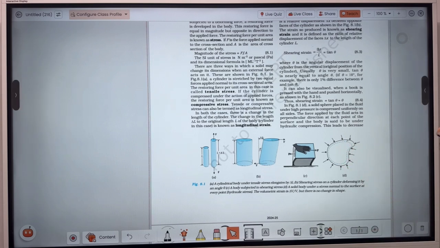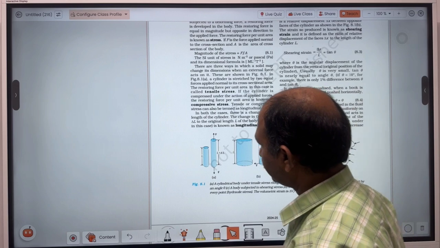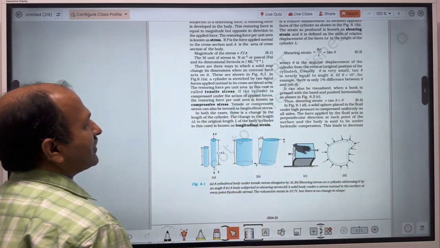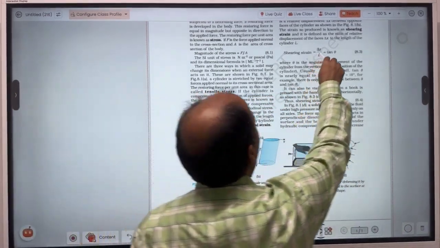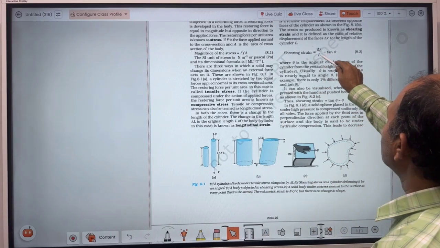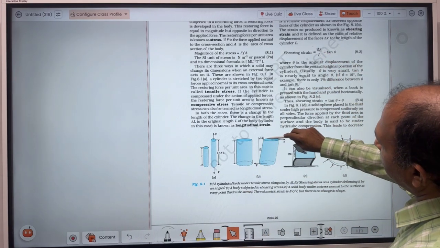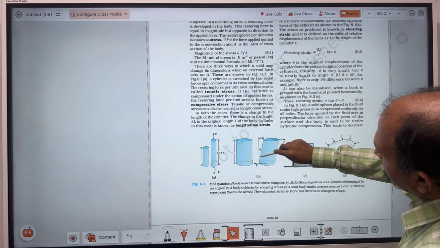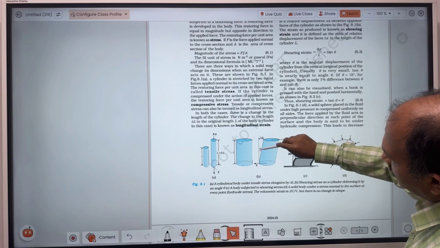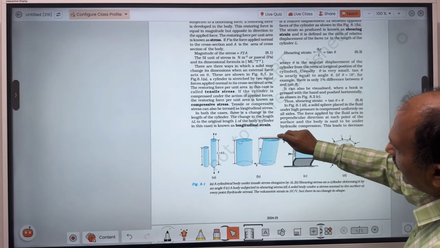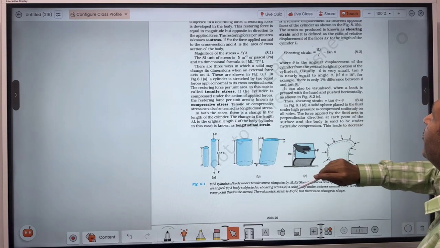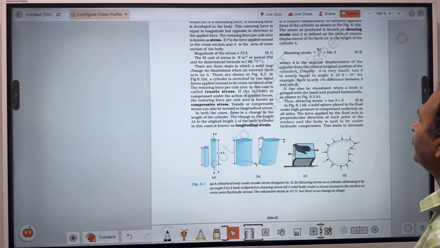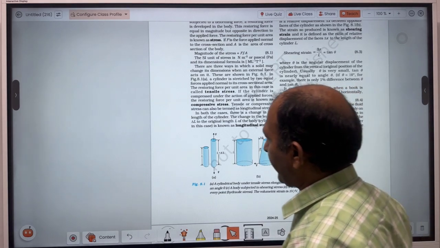So these are aspects we have to explore. The shearing strain can also be written as delta x divided by L. From here it can be concluded that this angle is theta. This is L, this is delta x, so it is perpendicular upon base. So this will give tan theta. These are things you will see.